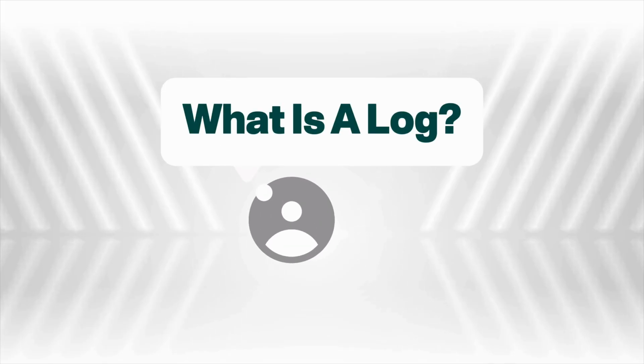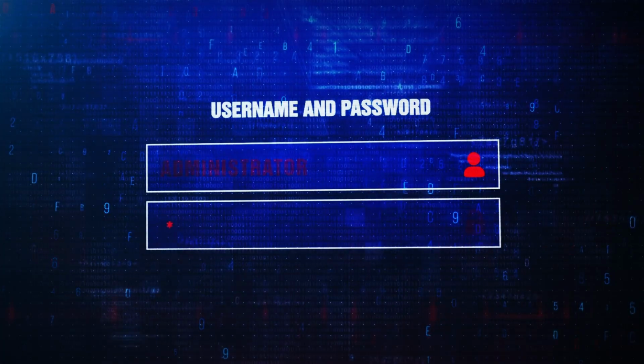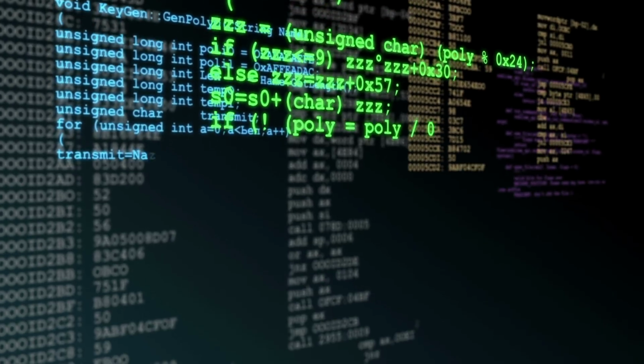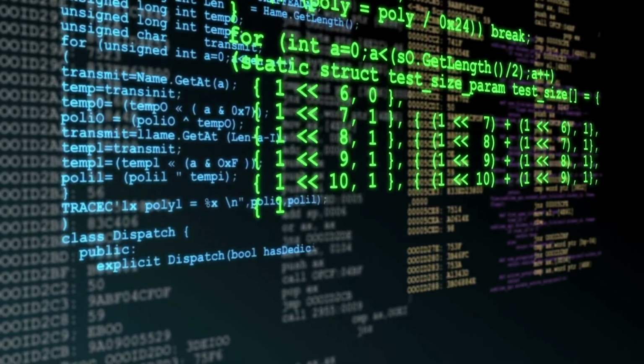Almost every action we take on a digital system can leave a trace. When someone signs in, enters a wrong password, opens a file, or requests a page from a website, the system can automatically create a written record of that activity. These records are called logs.